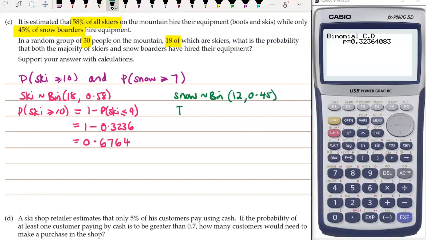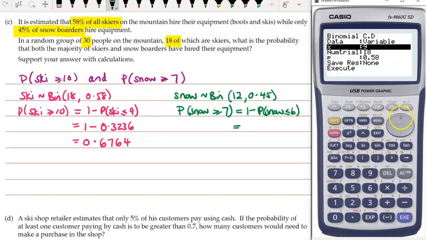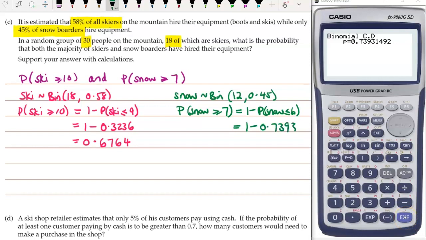Let's do the same thing for the snowboarders. So snowboarders greater than or equal to 7 will be 1 minus the probability that it's less than or equal to 6. So up to and including 6, they have 12 people and their chance of success is 0.45. So that's 1 minus 0.7393.